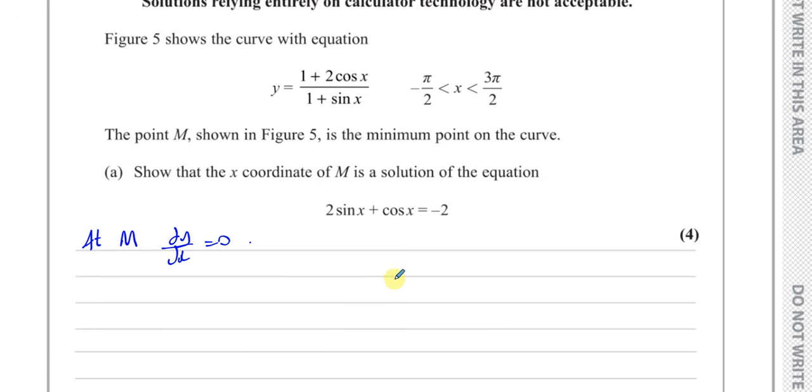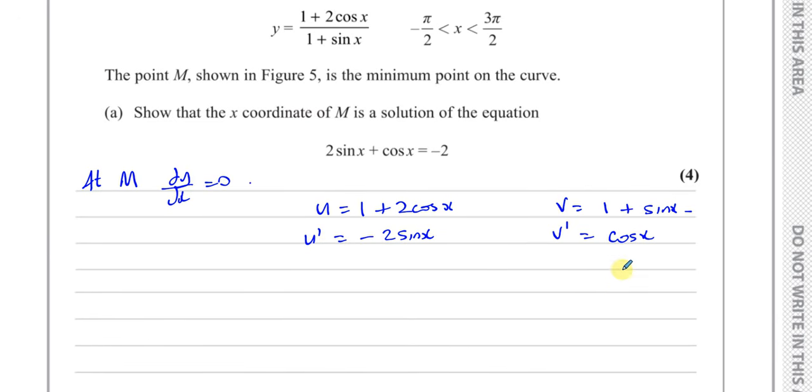The quotient rule is set up in a very similar way to the product rule. The numerator we call u, and v is the denominator, which is 1 plus sine x. We find what the differential of u is, so u dash. If you differentiate 1, it becomes 0, and differentiating 2 cosine x gives negative 2 sine x. If you differentiate 1 plus sine x, 1 becomes 0 and sine x becomes cosine x.